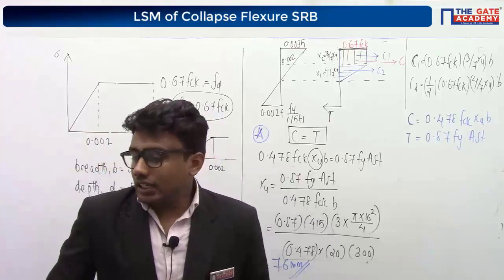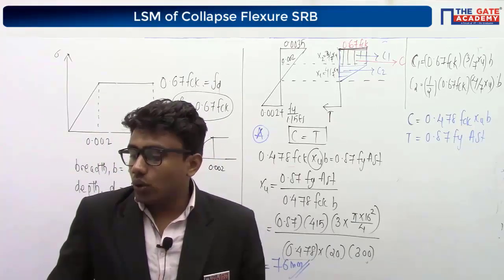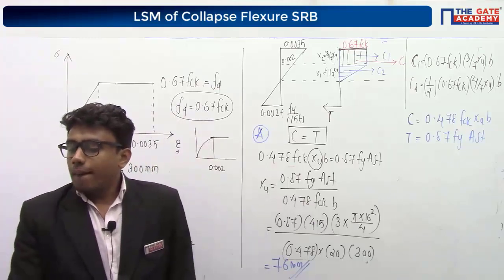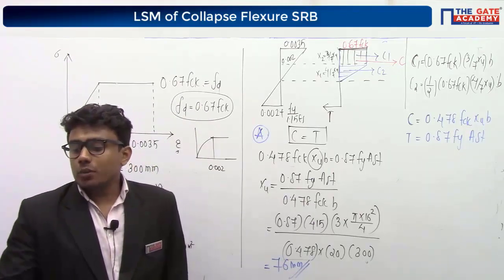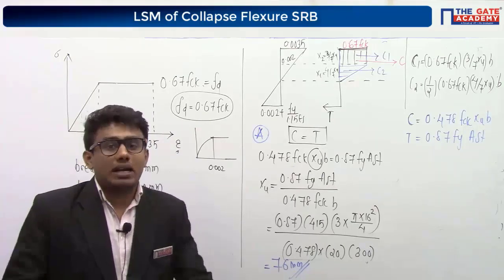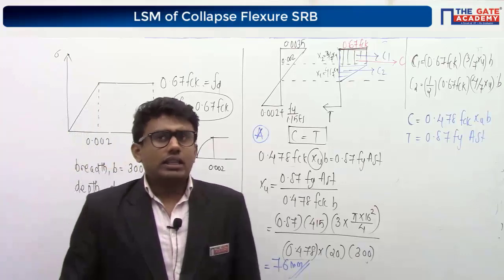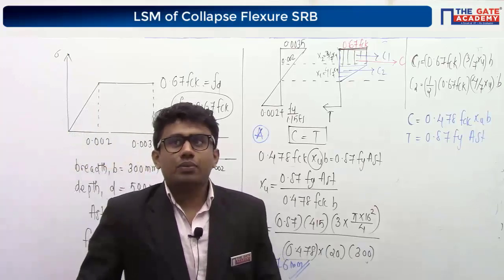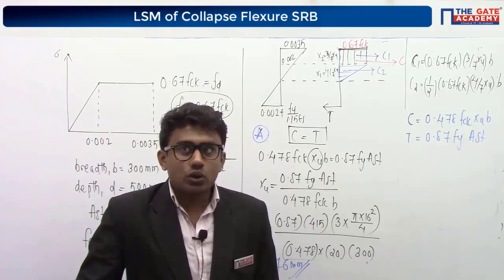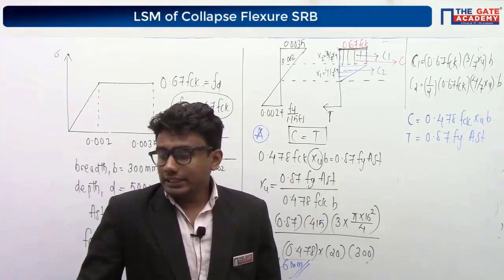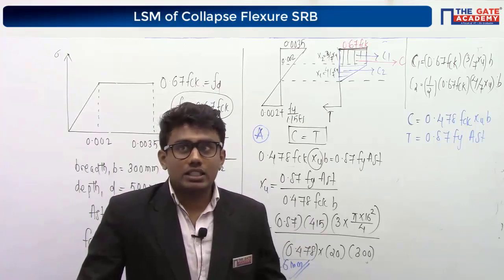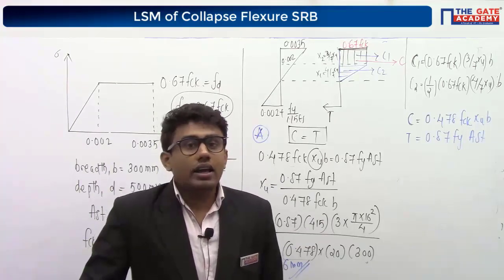Hubli Civil, actually that partial safety factor is given for concrete, not for steel. I think it is not mentioned there. Assume a straight line instead of parabola for stress strain curve of concrete as given below and partial safety factor as 1. That is mentioned for concrete, not for steel, okay? Hubli Civil, don't get confused. It is 0.67 FCK and it is 0.87 FY. That partial safety factor is given for concrete, not for steel.